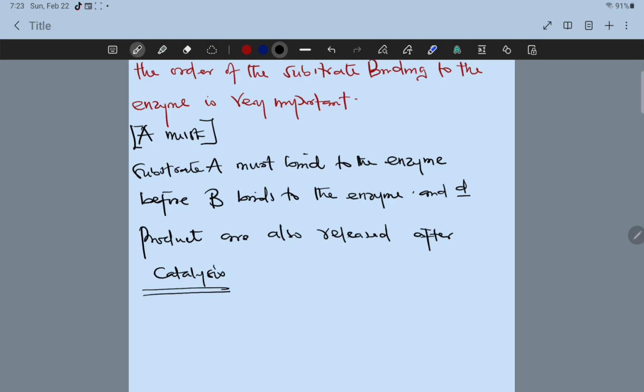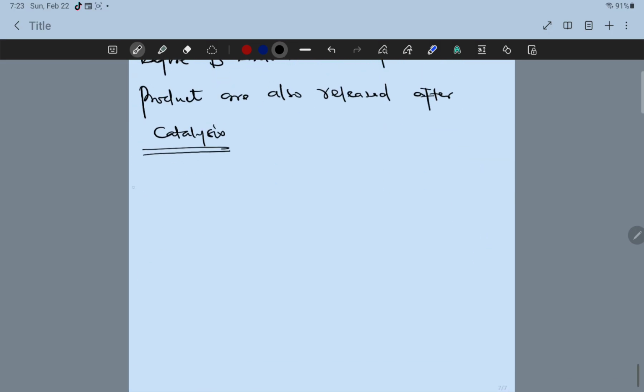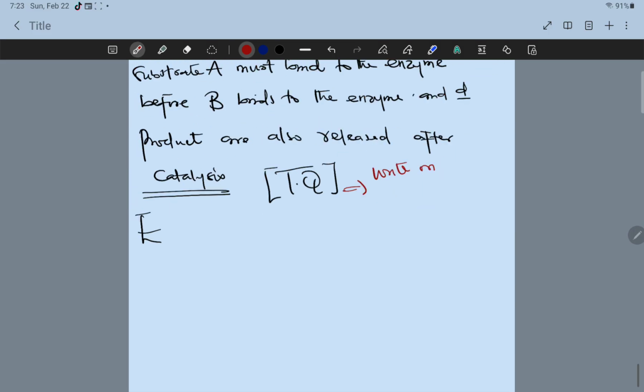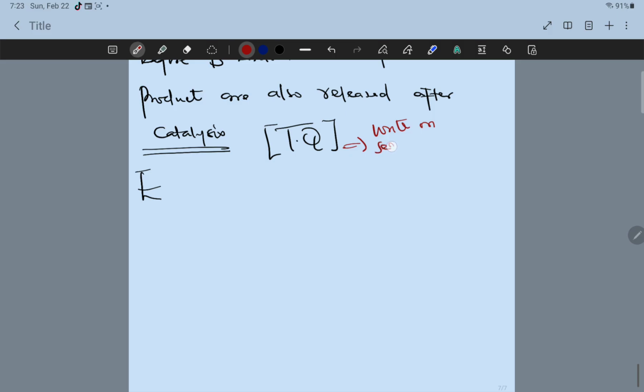Is that okay? A classical example of this, so this is a test question. You must note that. A test question: write on what we call sequential compulsorily ordered mechanism. A classical example of this is what we call the lactate dehydrogenase.